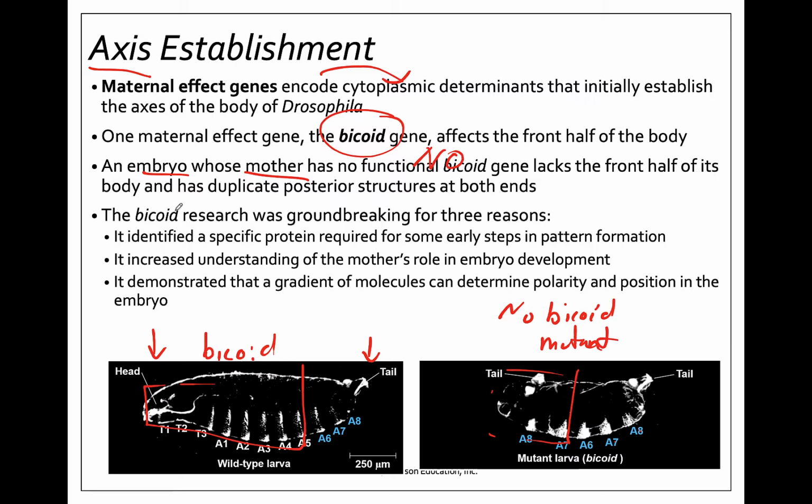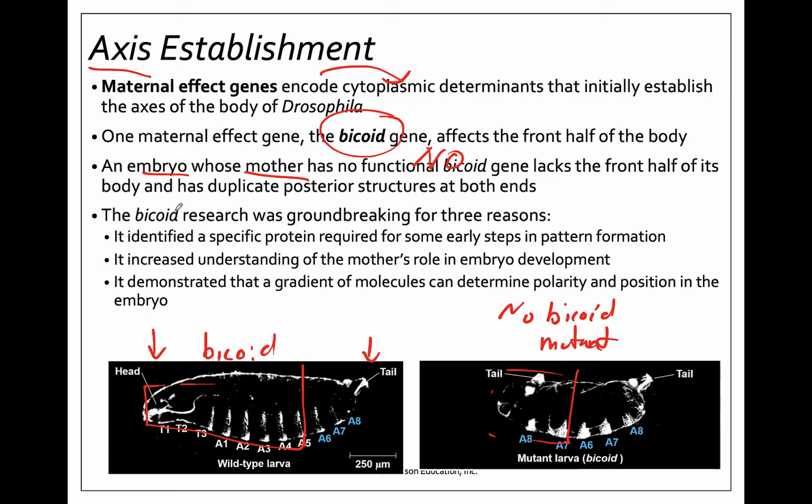So this was the first step into this pattern development research, where we were able to identify a specific gene for axis establishment, from head axis to tail axis. And this was a really important discovery because it was laying some of the early steps of how specific proteins could be required for pattern formation. It's starting to increase the understanding of how the mother's role is super important in embryo development.